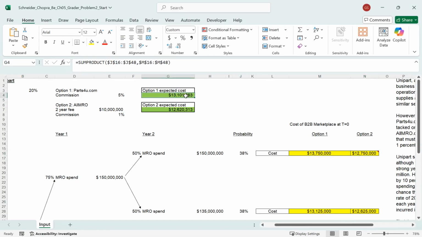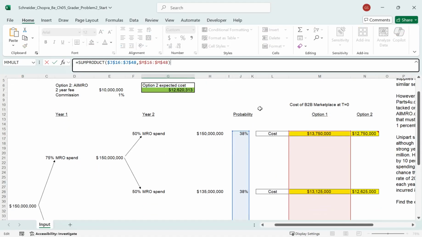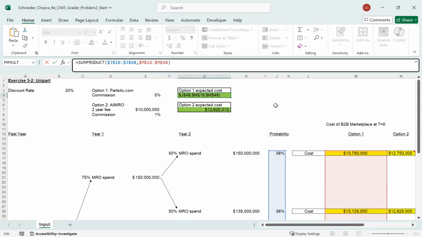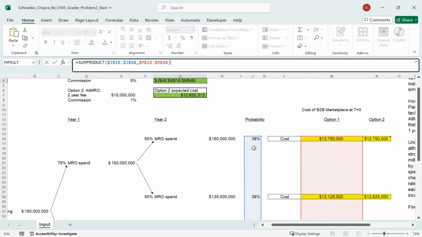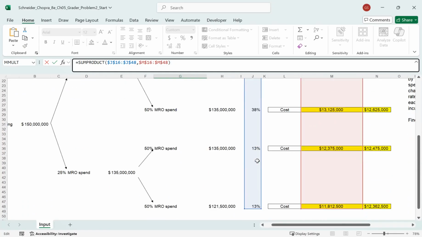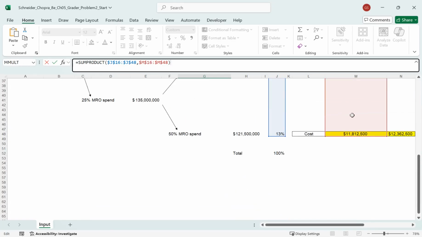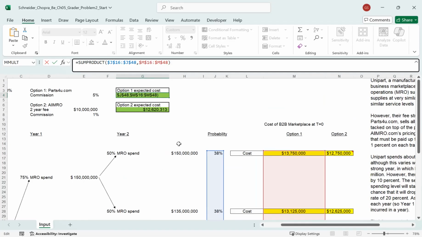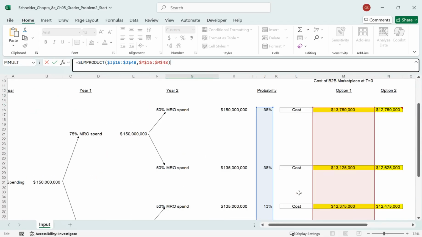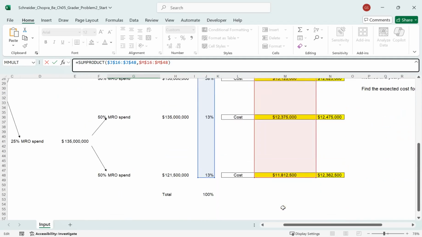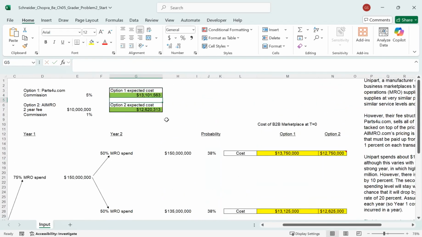And then what we did is we used SUMPRODUCT to multiply and add together using the probabilities. So what that looks like is we highlight the probabilities in column J, and then we highlight the costs for option 1, and all that's doing is multiplying this probability times the option 1 spending plus this probability times this plus this probability times this, and so on and so forth. And then that's going to calculate the expected cost of $13 million.